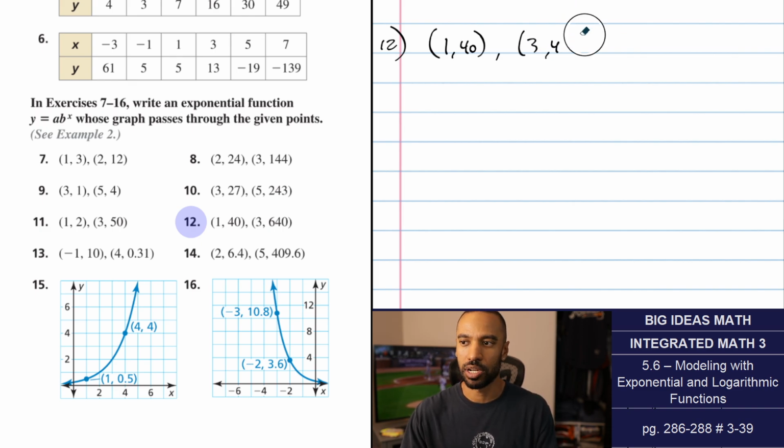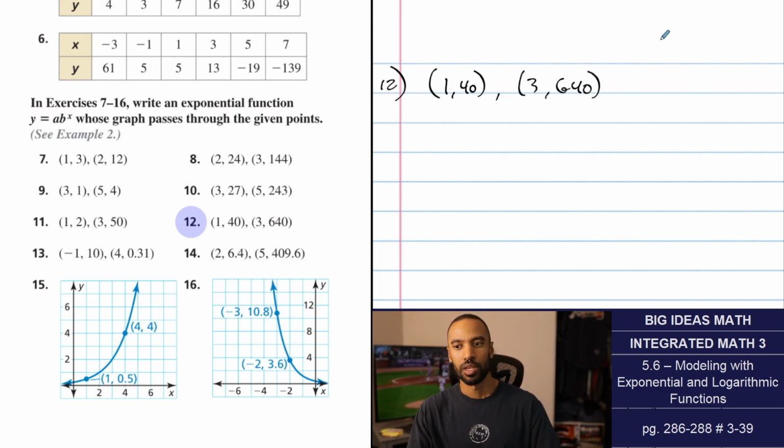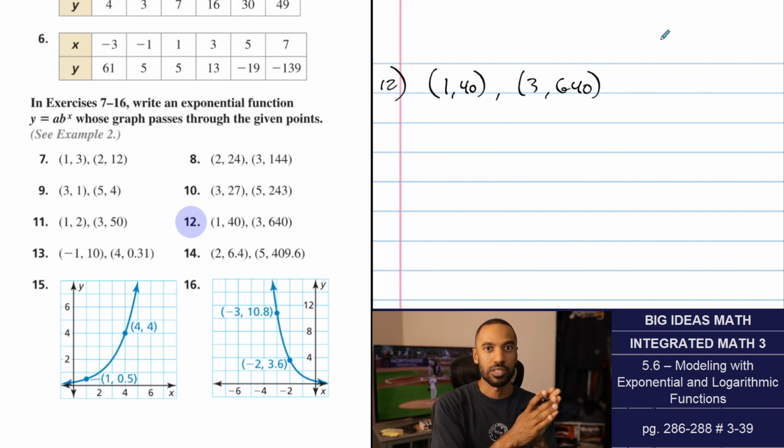Although I'm going to do elimination, let's think of this one logically together for a moment and see if it works out in our favor. For example, there's a point in between here, right? We go from 1 to 3, so there's a 2 in between. So we got to multiply 40 by something there and by something there to get 640. So we got to multiply by something twice, the same thing twice.